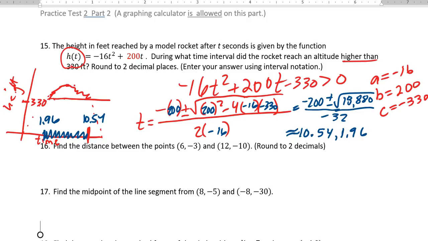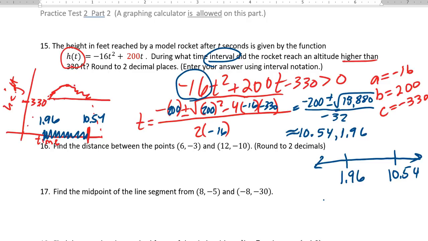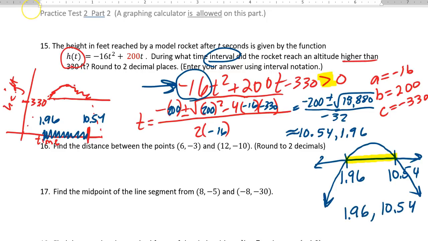We want the interval. We want to see what time is it above 330. So this will have to be an interval, and it gave us that clue word here, that if we put them on the number line, smallest one first, and then we sketch the shape of the quadratic, which will be down, because we know A is negative, right there. And we go back to our problem, and we ask ourselves, what inequality sign do we see? 1.96, comma, 10.54. And we'll be using parentheses because we see that it doesn't have the word equal with the inequality sign. So it's only going to be the values that are greater. It won't include the endpoints.